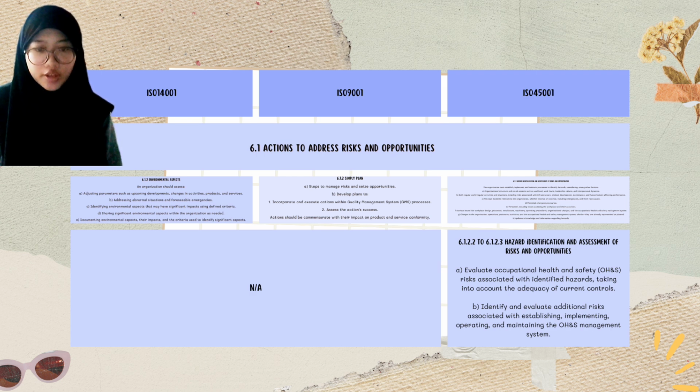For 45001, we have hazard identification and assessment of risks and opportunities. The organization can evaluate OSH risks associated with identified hazards, taking into account the adequacy of current controls. And also identify and evaluate additional risks associated with establishing, implementing, operating, and maintaining the OSH management system.